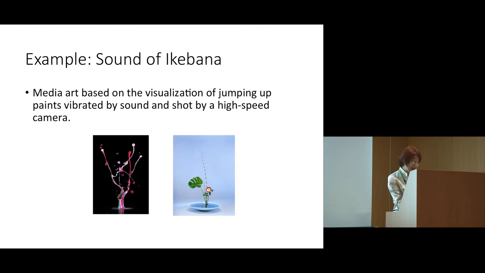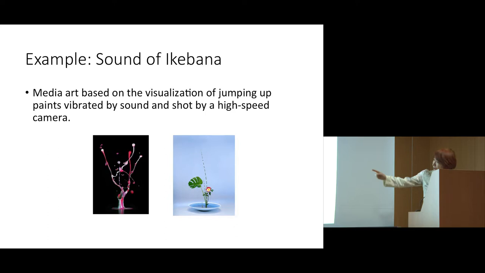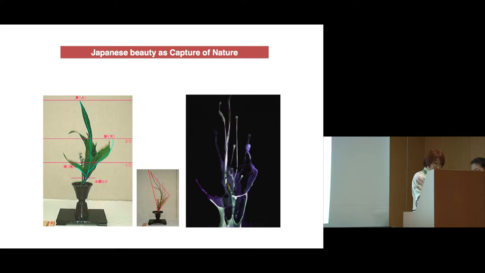So next, I will explain my artwork, Sound of Ikebana. This is a typical Ikebana, this one. And that one is a sound maker, an Ikebana-like shape, shot by high-speed camera. And this is very important. In fact, Ikebana, Japanese traditional culture, usually has a form such as Hito, Ten, Chi, making a fragile triangle. And then I made a sound vibration that makes the same shape like this.